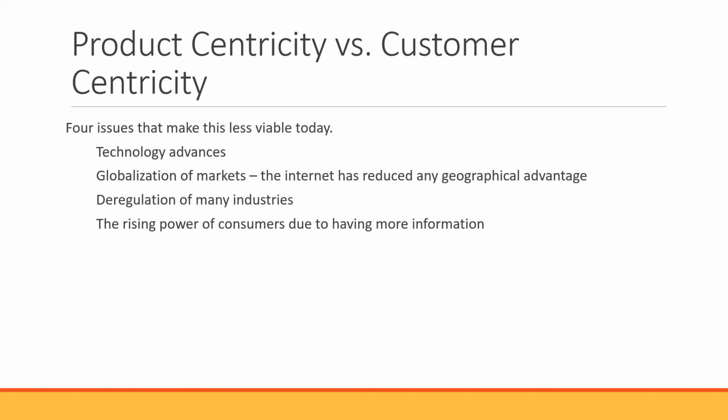So there are 4 issues that make product centricity less viable today than in the past. One is all of the technological advances that are out there. The second, of course, is the globalization of markets, so there are virtually no geographic advantages anymore. Another is the deregulation in many industries, and the final is the rising power of consumers due to having more information, so that customers can find out how good your product really is.